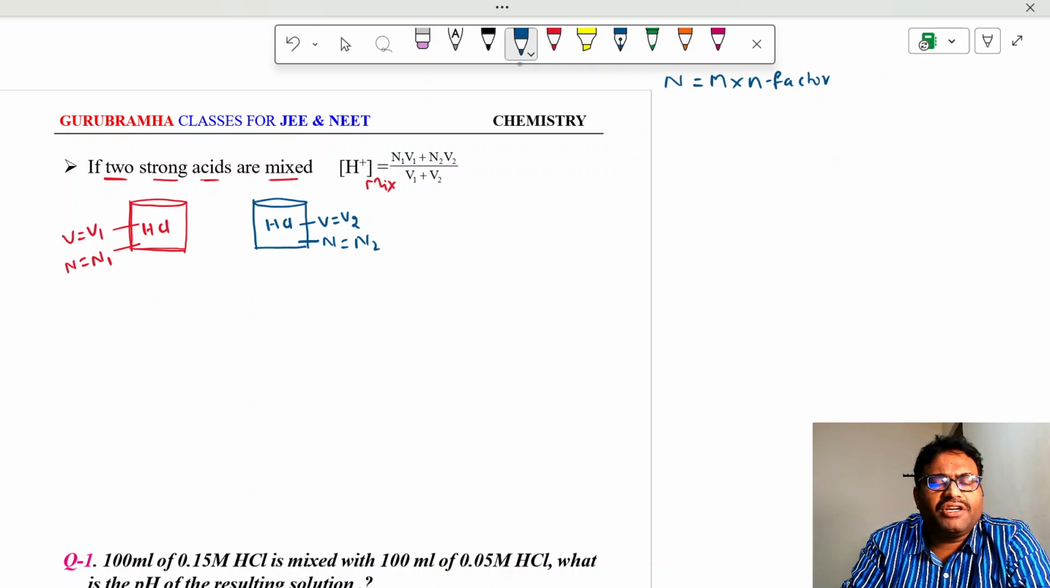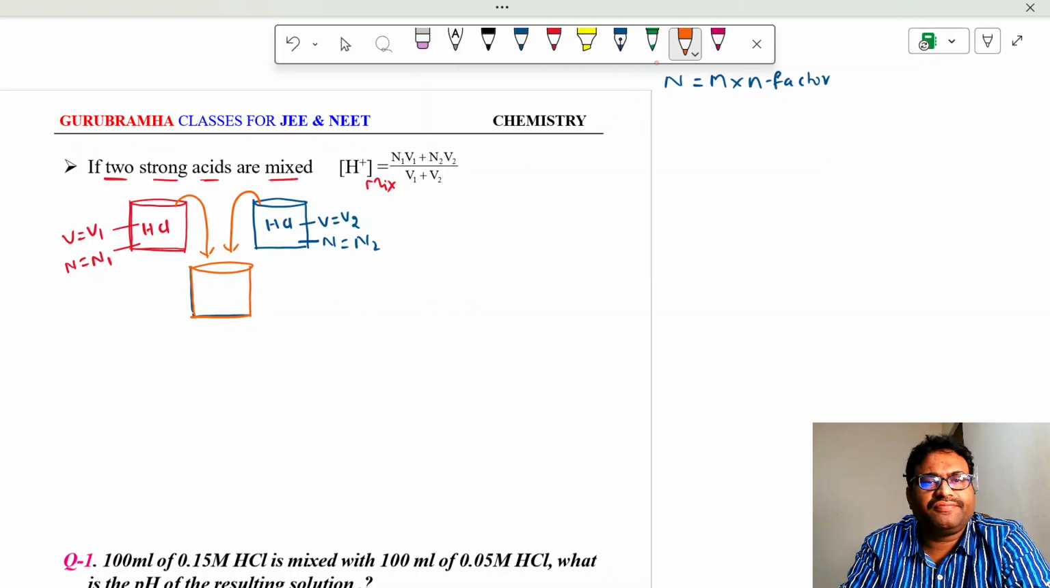Now what you are doing? You are mixing these two solutions. That means you have poured this HCl into this and this HCl into this.